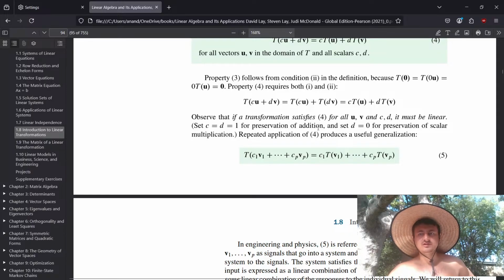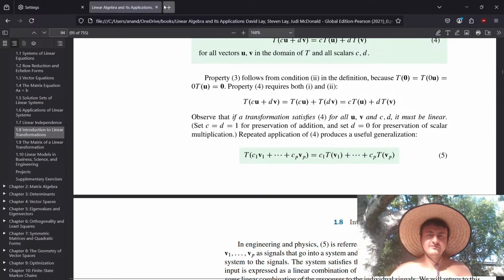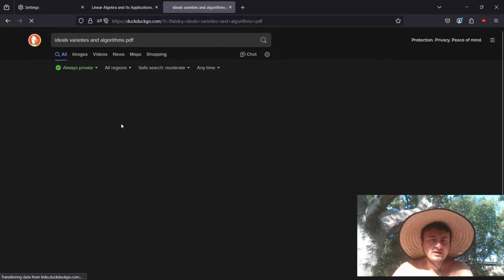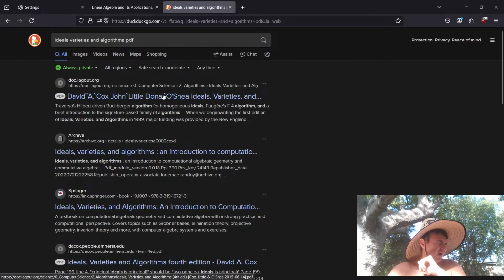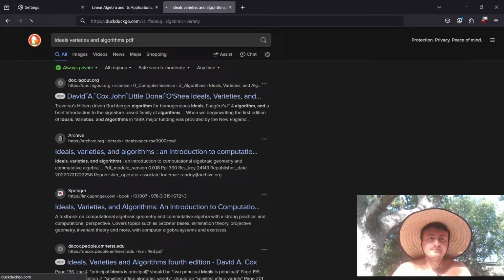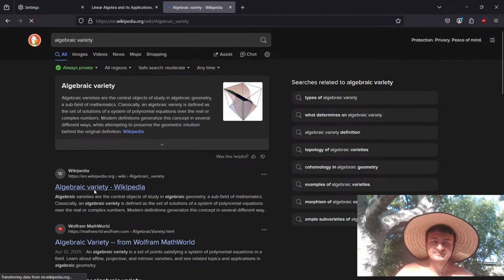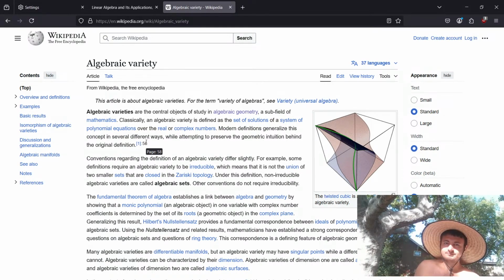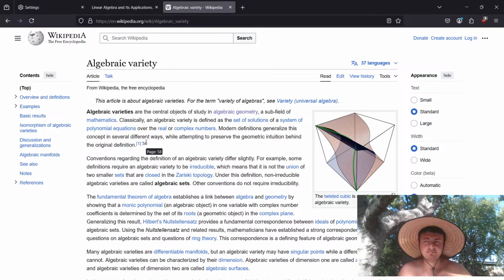And you know what I wish they would do? I understand why they don't, but I have this book, Ideals, Varieties, and Algorithms. This book describes this stuff called algebraic variety. To me, algebraic varieties are basically a generalization of, maybe it's lame to say this, but in the polynomial case, right?